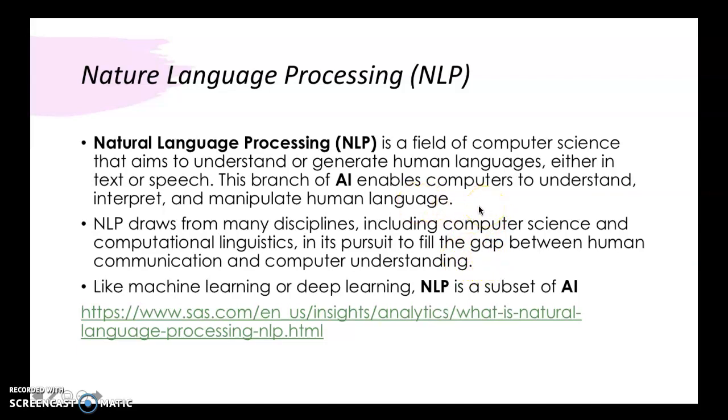Natural language processing is a field combining computer science and linguistics. It's trying to fill the gap between human communication and a computer understanding the human. That's one of the main aims of natural language processing. The goal is to try to make robots talk like us.